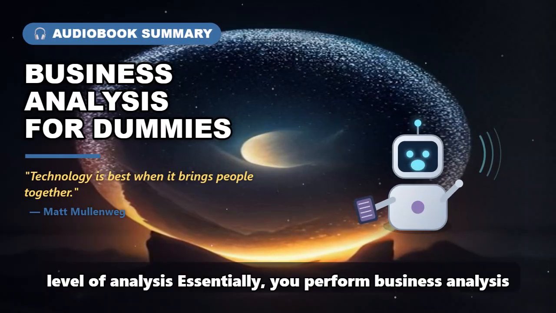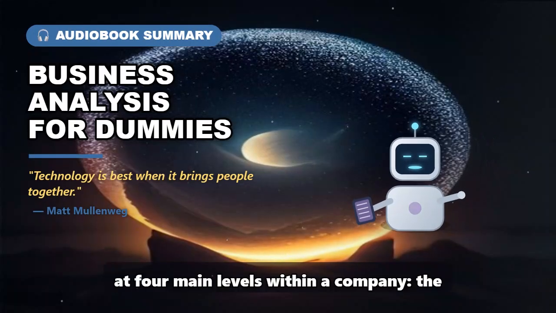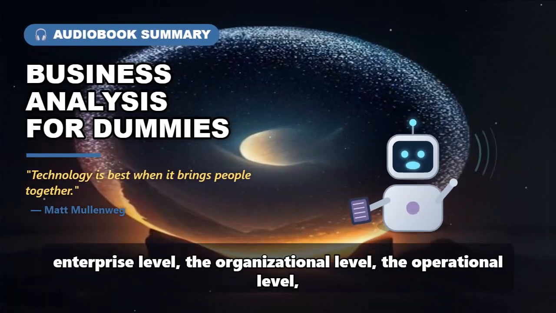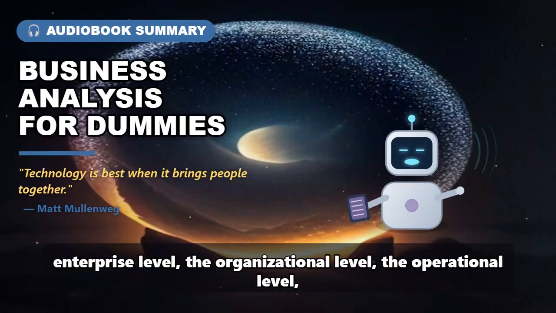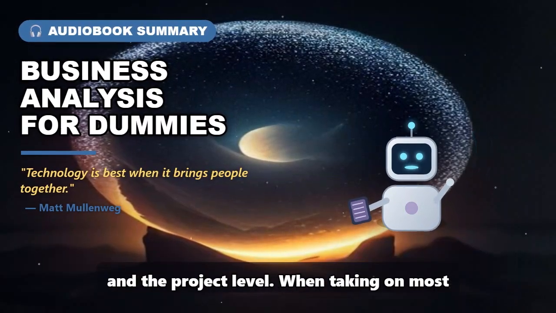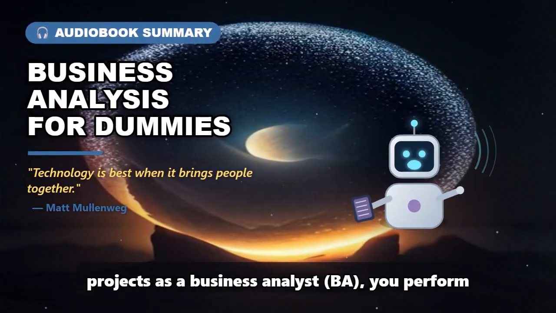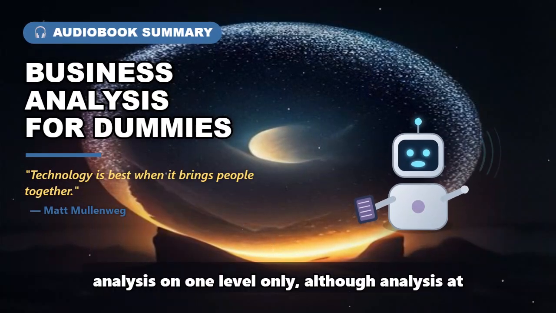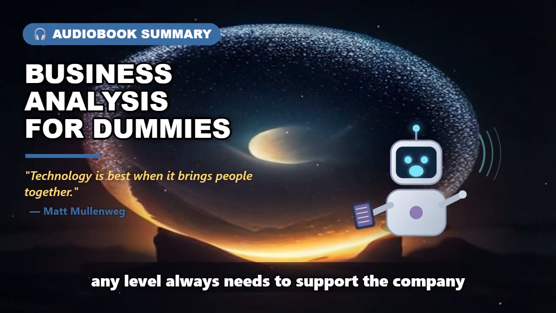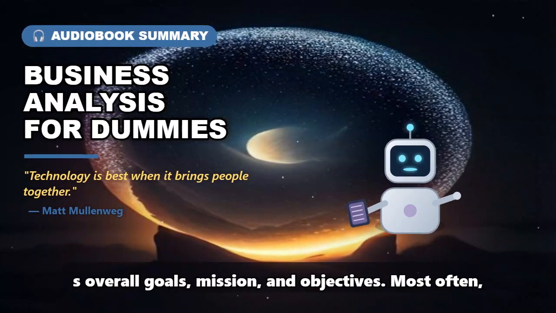Essentially, you perform business analysis at four main levels within a company: the enterprise level, the organizational level, the operational level, and the project level. When taking on most projects as a business analyst, BA, you perform analysis on one level only, although analysis at any level always needs to support the company's overall goals, mission, and objectives.